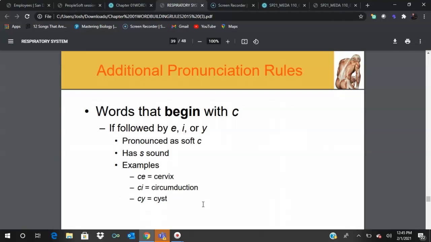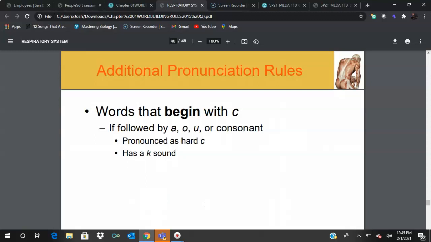Okay, so a couple of additional ones. These are a good reminder, a little bit less obvious than some of the other ones that we passed already. If you have a C that is followed by E, I, or Y, we said that already, it has the soft S sound: cervix, circumduction, and cyst. However, if you put A, O, or U after it, or a consonant, then you actually get the hard C sound, which is a K sound.